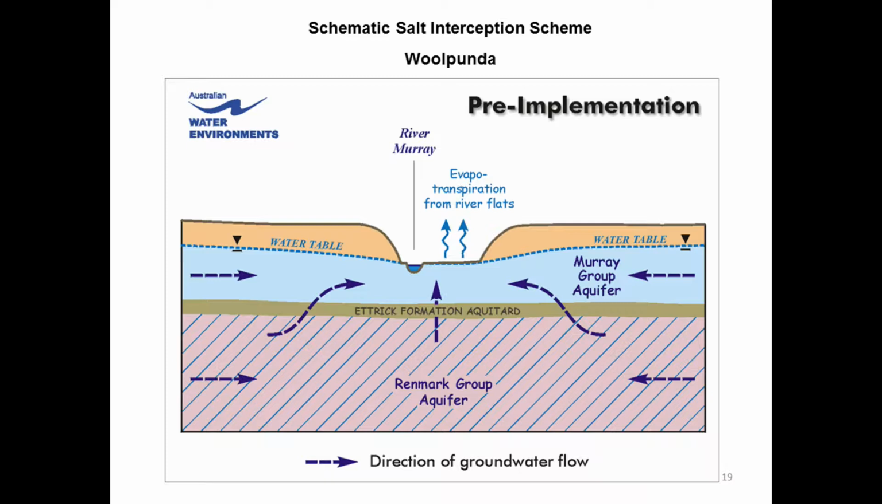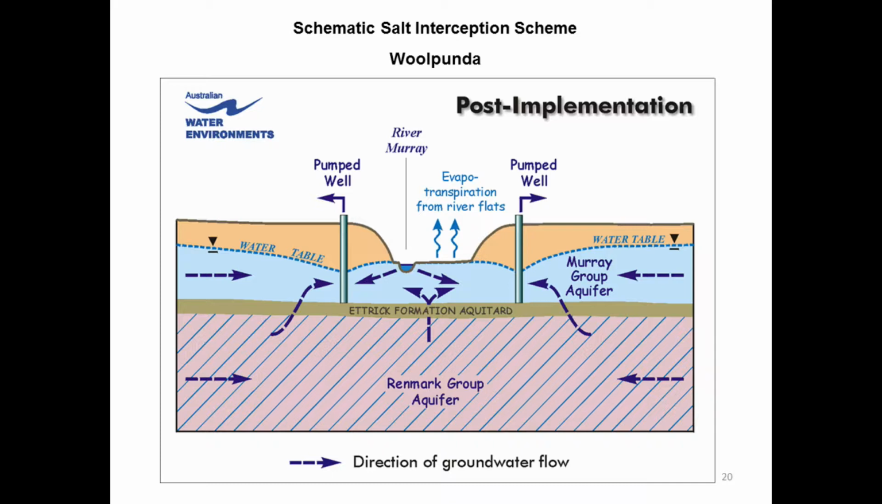So what some of our smart guys came up with is to put a line of wells up and down each side of the river and pump the water out to an evaporation basin. And that system of a curtain of boreholes pumping salt water out became the standard method of dealing with groundwater flows into the river, from both irrigation and natural sources of salt, from that time.